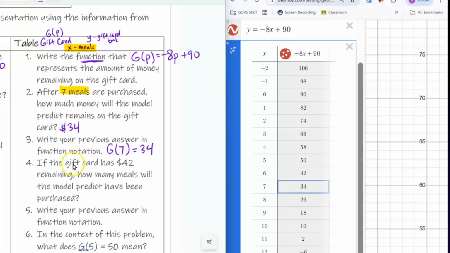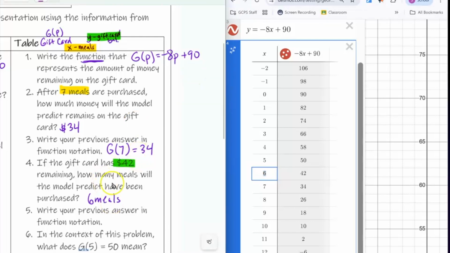If the gift card has $42, this time instead of telling me X, it's giving me Y. It has $42, and you can see Y is my gift card balance. So now I have to find 42 on my Y, because that's what it's asking. Then it has been 6 meals. How many meals will the model predict to have been purchased? 6 meals. Please write the units down, don't just write the number.